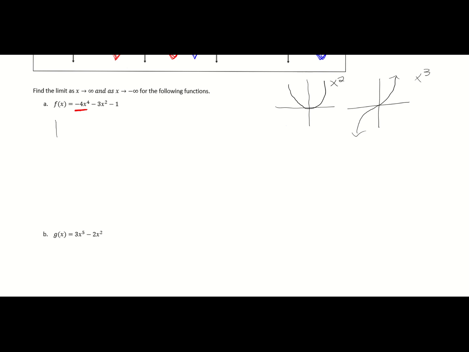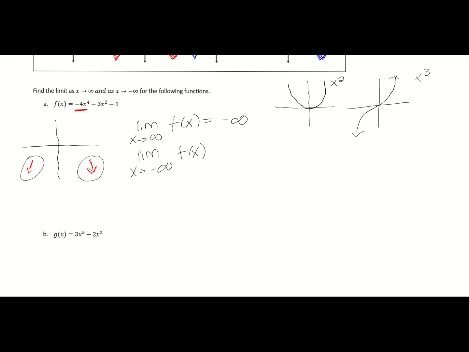Because the power is even, it will be like x squared, but it has a negative, so it will be vertically reflected. So it will be down and down. That means that the limit as x goes to infinity of f of x is, well, if x goes to infinity, the y's shoot down, so it's negative infinity. And the limit as x goes to negative infinity of f of x, well, on the left-hand side, it still shoots down, so it's going to be negative infinity.